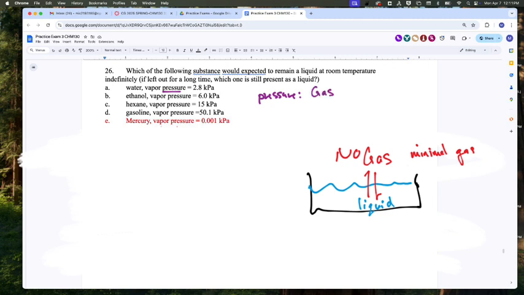Okay? So if we're looking at these numbers, those numbers represent gas. And if you have a bigger number, what does that mean? More gas. I want no gas. So what number do I want? I want the smallest possible number. There's my answer.